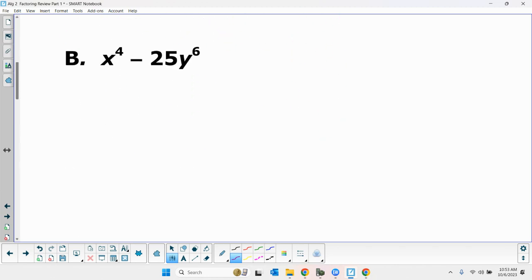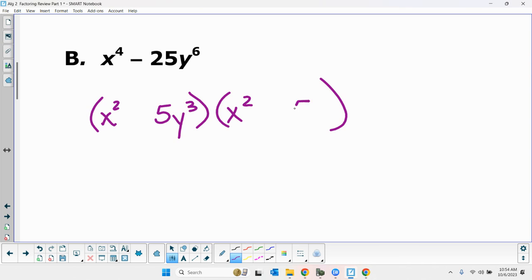Is there a GCF? 1, yeah, but do we worry about the 1? No. So, it's a difference of squares because we got even exponents. 1 and 25 are perfect squares again. What's the square root of x to the fourth? X to the second. Cut it in half. What's the square root of 25y to the sixth? 5y cubed, yeah, to the third. Cut the 6 in half. Then what? 1 plus, 1 minus.